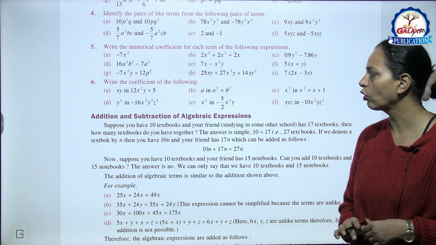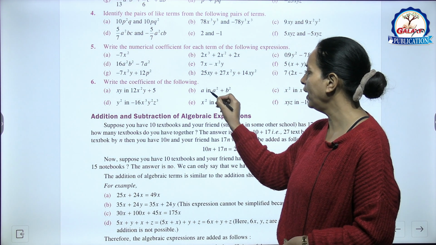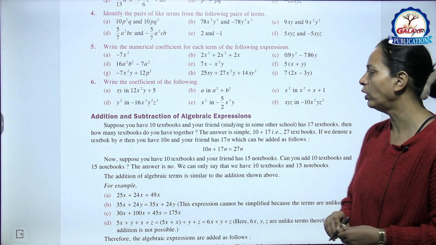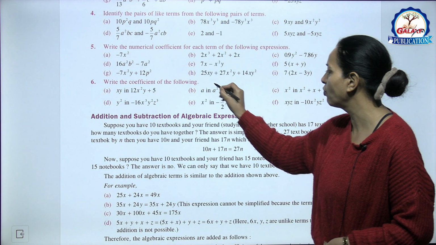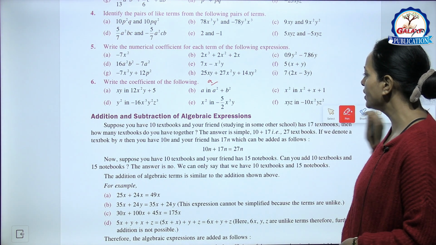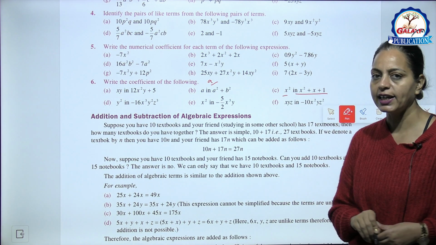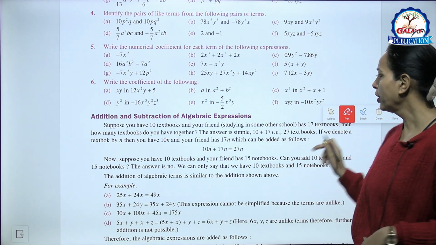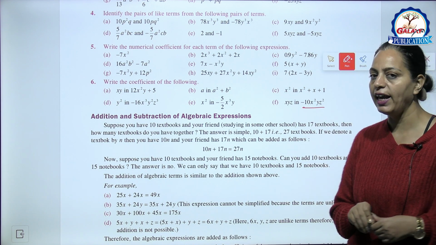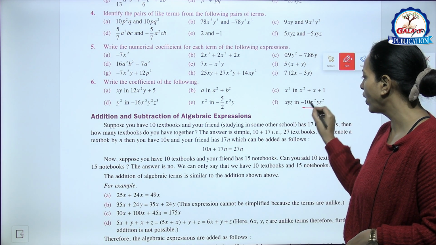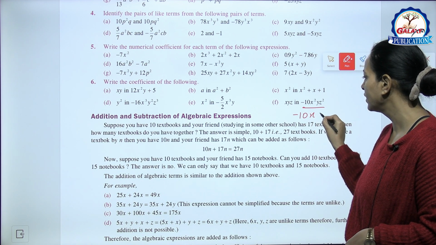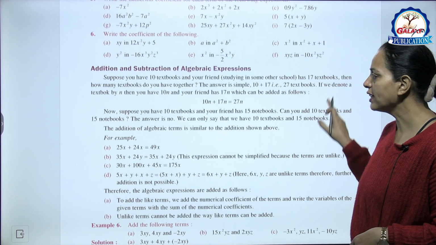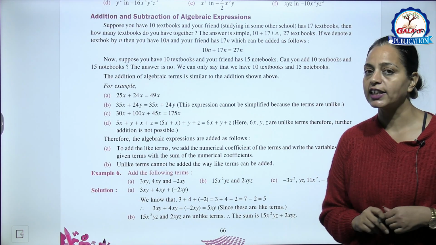Now the sixth question, write the coefficient of the following. Like B part, a in a square plus b square. So in a square, what will be the coefficient of a? Only a. So what is the answer? Answer is a, right? Now here C part, x square in x square plus x plus 1. So first term x square, its coefficient is 1 only. Now F part, xyz in minus 10 x square yz square. So leave xyz, what is left? Minus 10 xz. Okay, so similarly you can try remaining parts. Now the next is addition and subtraction of algebraic expressions.